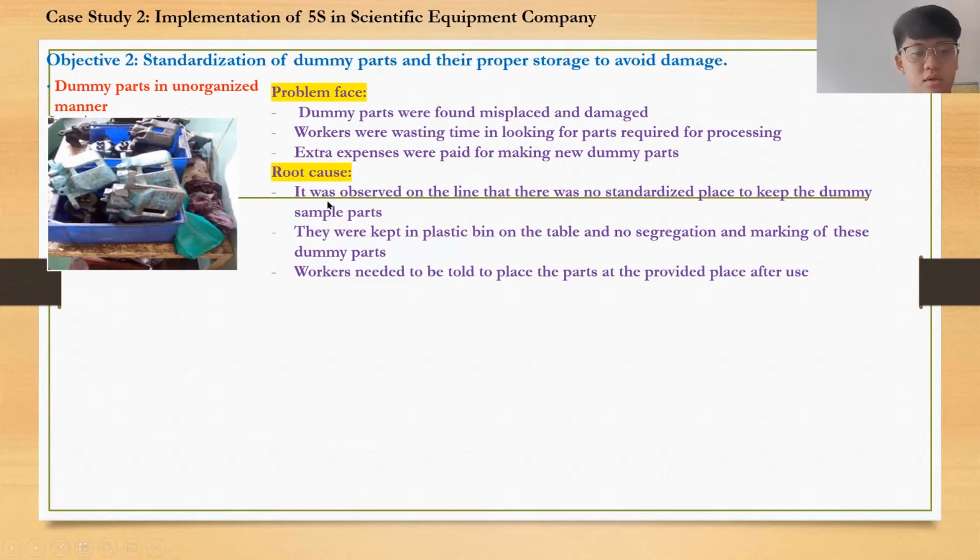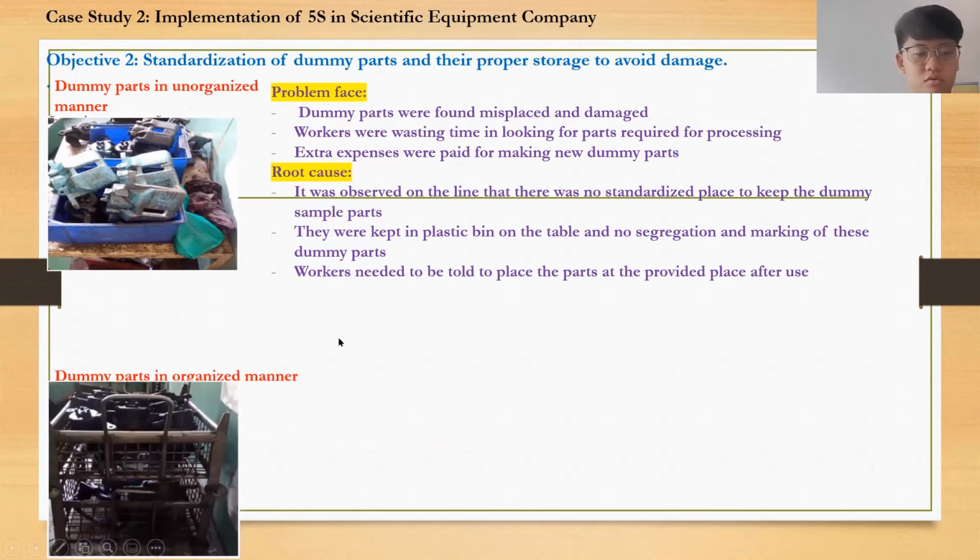The root cause is that there was no standardized place to keep the dummy sample parts. They were kept in a plastic bin on the table and not segregated well, and there was no marking for the dummy parts. And the workers needed to be told to place the part at the provided place after use.